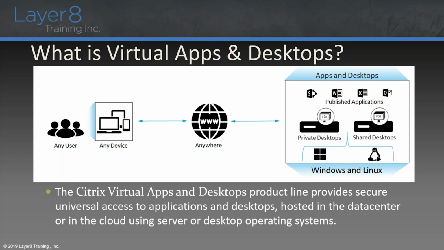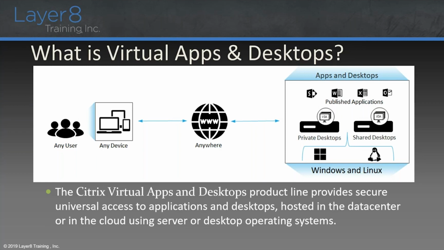So this is where we're dealing with published apps and published desktops, either private desktops or server desktops in the system using Windows or Linux, giving these out to the users that are coming in from their devices, either a laptop, desktop, or a tablet, coming in through either a gateway or StoreFront on the system. The key on the virtual apps and desktops is that all of your infrastructure is going to be deployed on-prem.